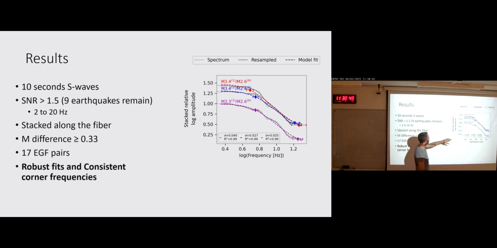What I'm showing here is just an example where the smaller earthquake, the magnitude 2.6, is the same. So the larger earthquake is different, a 3.4, a different 3.4, and a 3.3. The smaller one is the same, so we expect the corner frequency of the smaller earthquake to be the same. And indeed, within error bars, we get the same corner frequency.